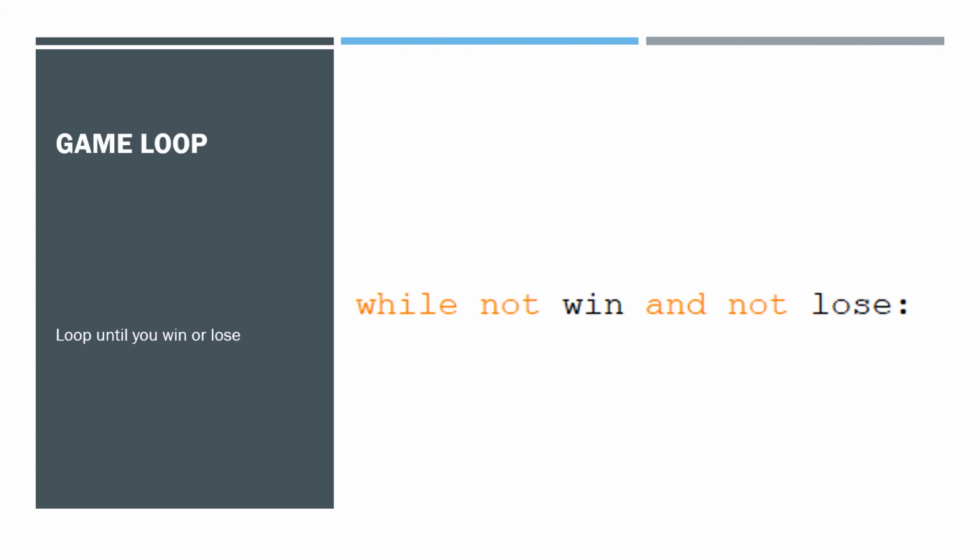So my while loop did say while true, and that meant it just looped and looped forever and ever. But what I want it to do is loop when I haven't won and I haven't lost either. So as long as win is not true and lose is not true, I want to keep playing the game. So go up to where it says while true and change it so it looks like this.